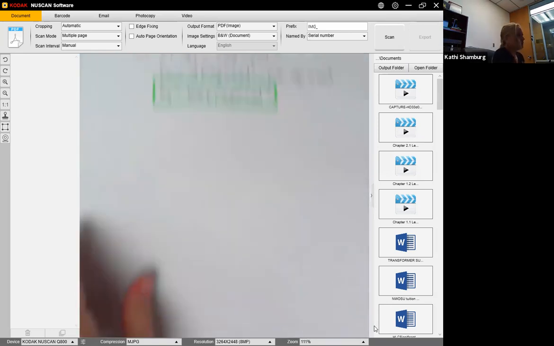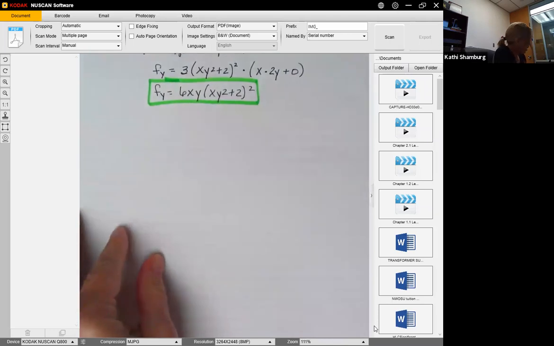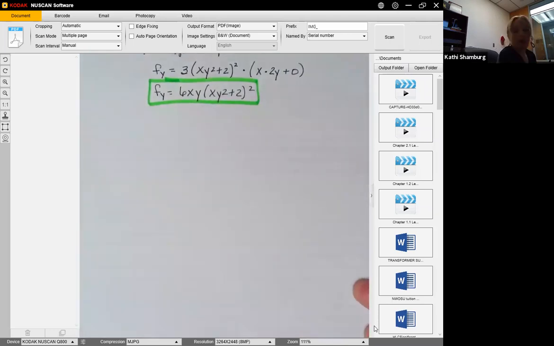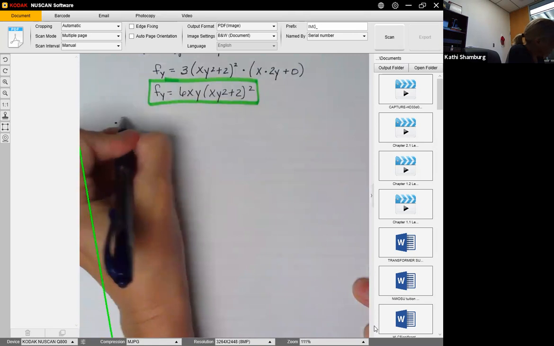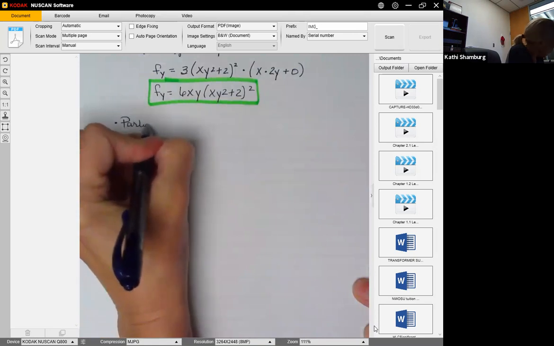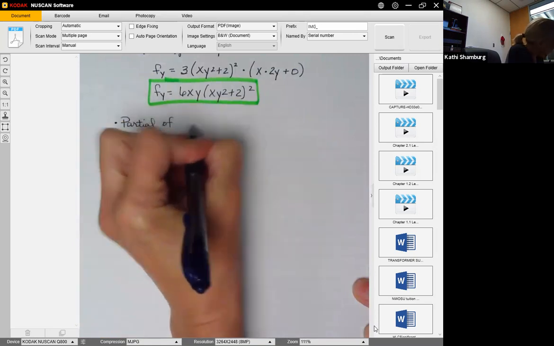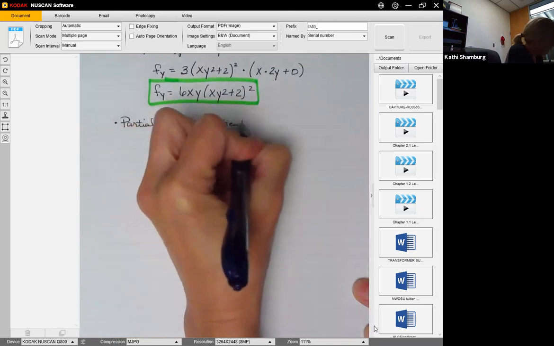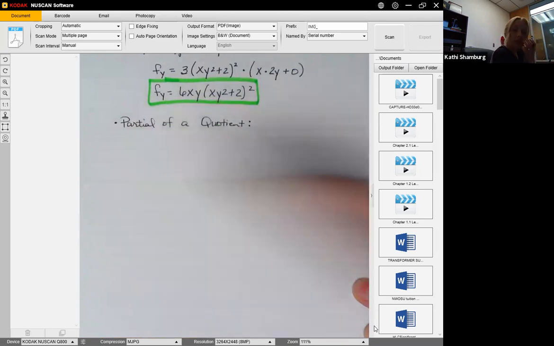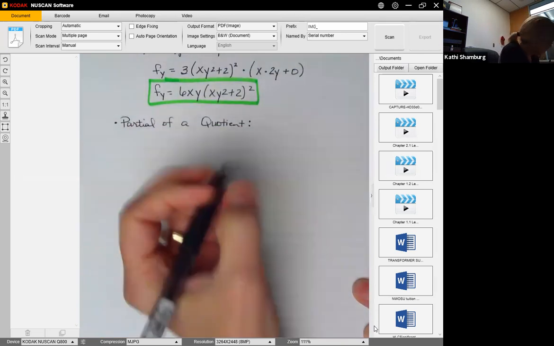All right. Now, this one sometimes causes people problems. And why does this next example cause problems? Because students did not take the time to learn the rule and how to do it back when we had done this type of derivative earlier. And this is the partial of a quotient. All right, quotient means you have a numerator and a denominator.